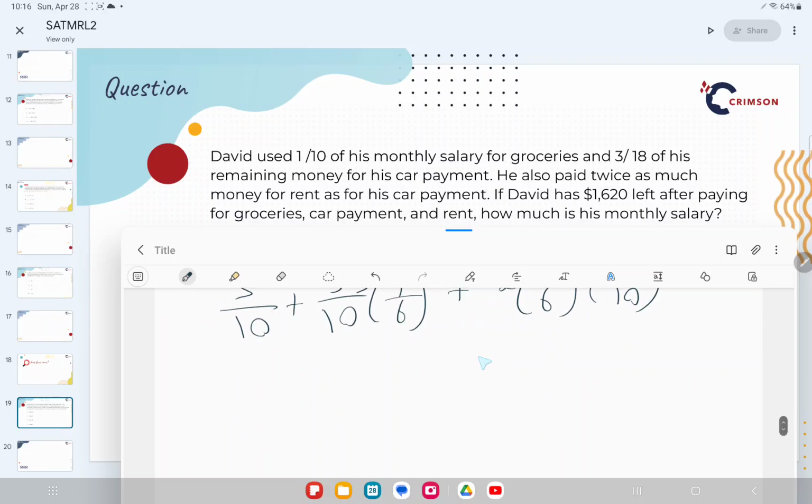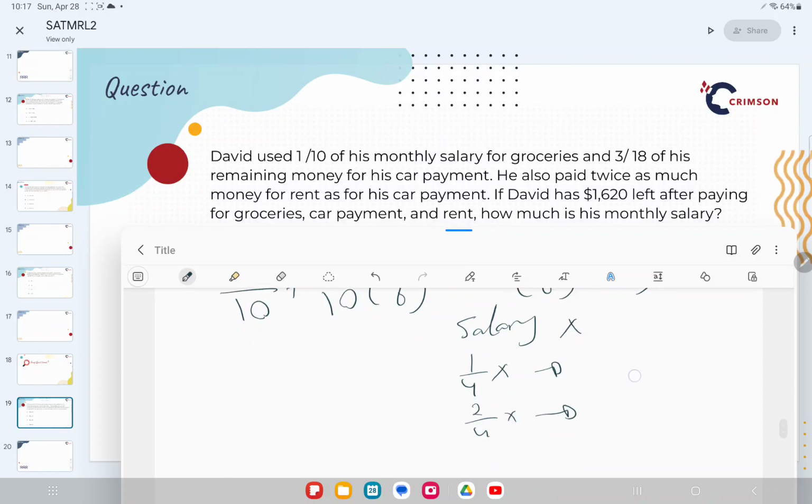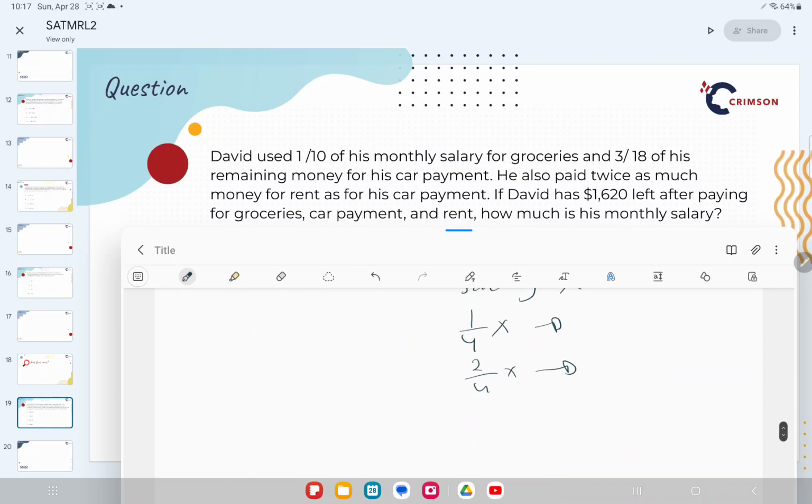So if I told you I have a salary X, and I paid 1/4 of my salary for something, and 2/4 of my salary for something else, and whatever is left of my salary, so how much did I use from my salary? I used 3/4 of my salary. And I told you that what is left of my salary is $25. So $25 is left.